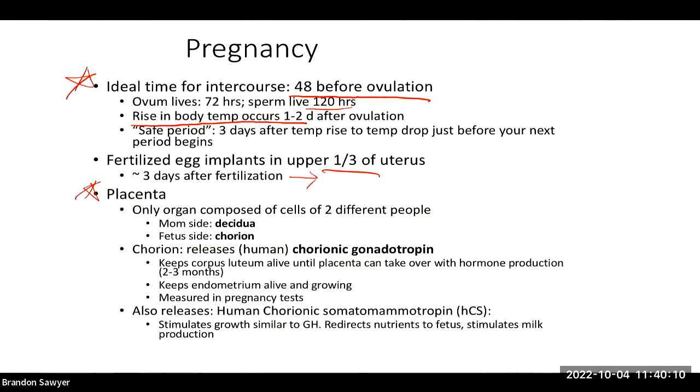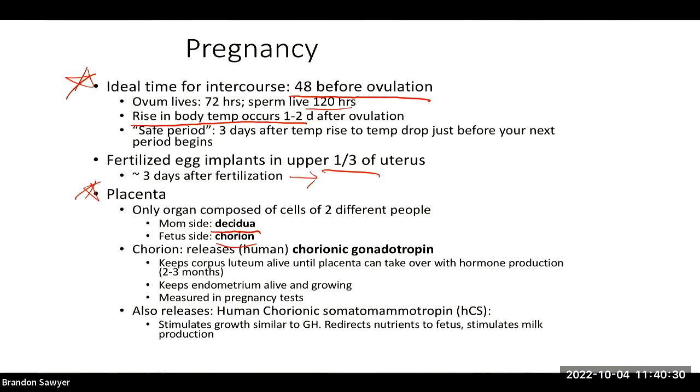Okay, the placenta, we'll talk a little bit more about the blood flow in the placenta later when we get to the cardiovascular system. But it's unique because it's the only organ in humans that's composed of 2 different people, right? And there's 2 different sides to it. The mom side is called the decidua, and the fetal side is called the chorion.